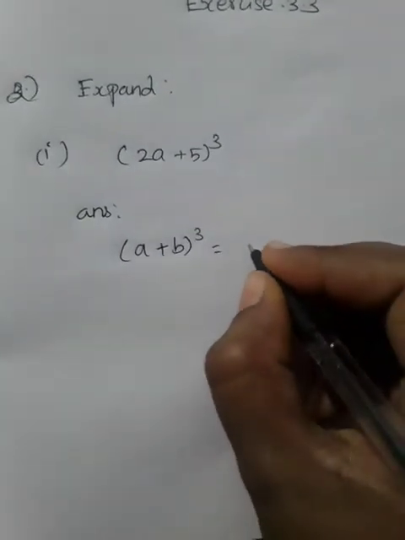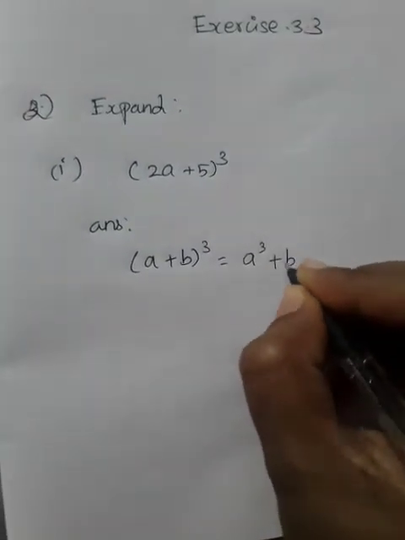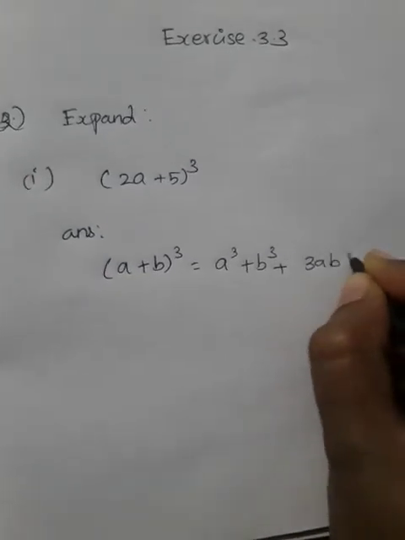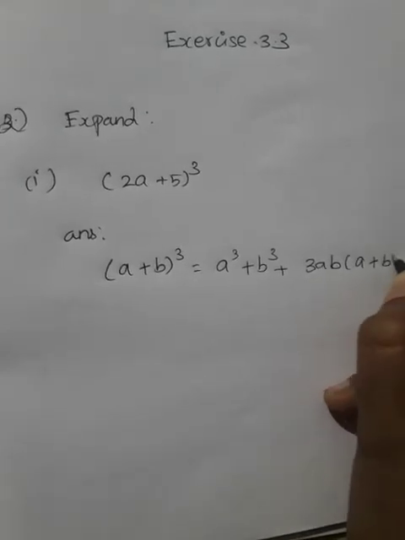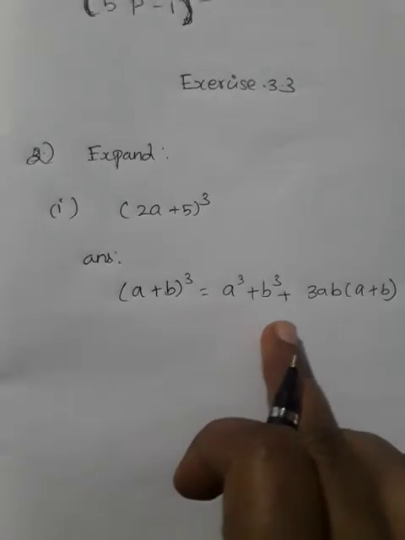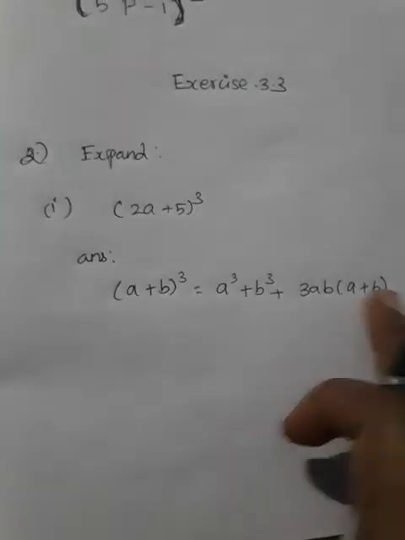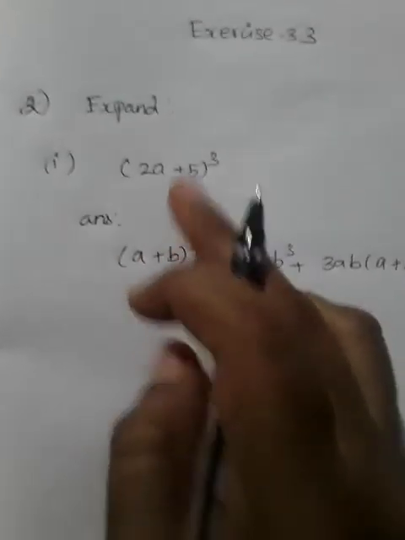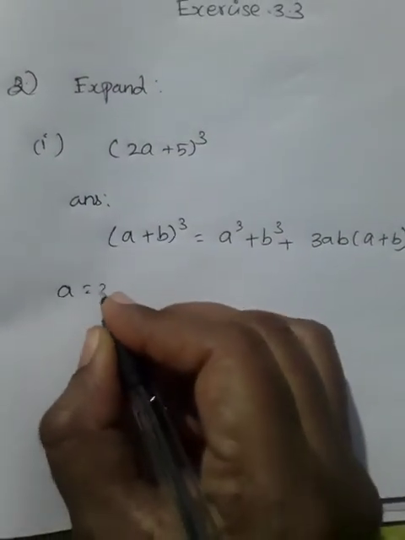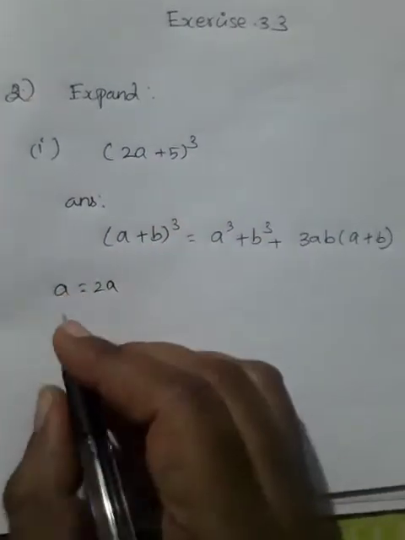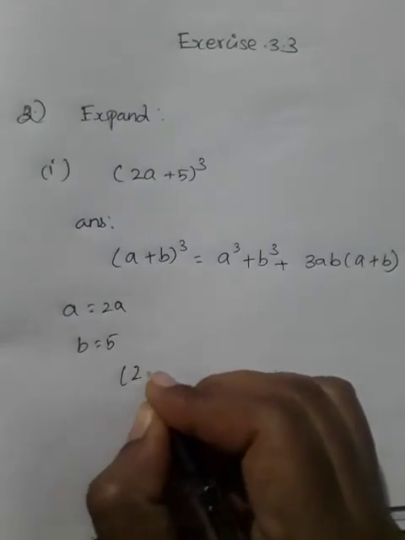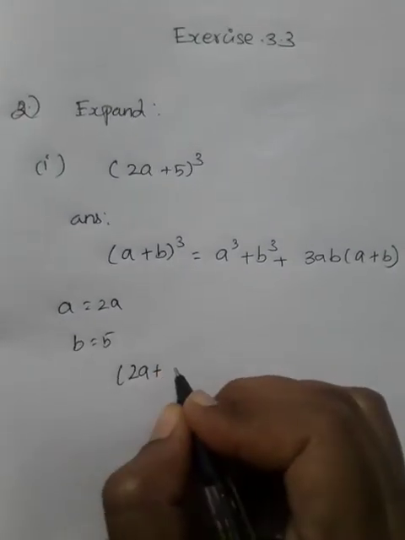Okay, so the answer is a cube plus b cube plus 3ab into a plus b. Once again, a plus b the whole cube is equal to a cube plus b cube plus 3ab into a plus b. Just compare the question and this formula. In the place of a, what is there? A is equal to 2a. In the place of b, 5. Just substitute in the formula.